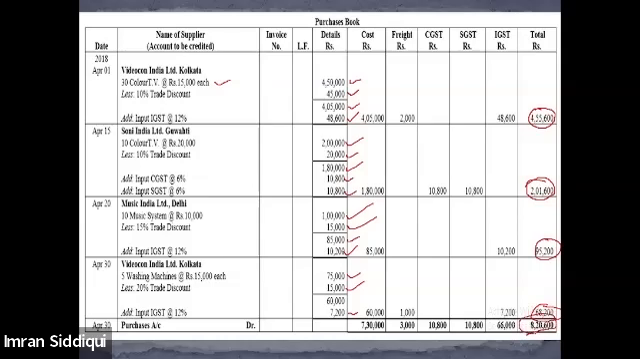So the total purchases made during the month of April will be 8,20,600, which will be debited to the purchase account on the last day of the month. On April 30, we'll transfer the entire value to the purchase account. Got it? Is that clear, everyone? Tell me if it is clear, yes or no, all of you.